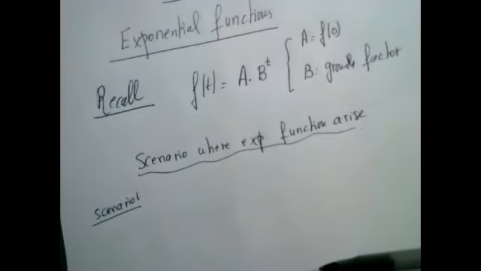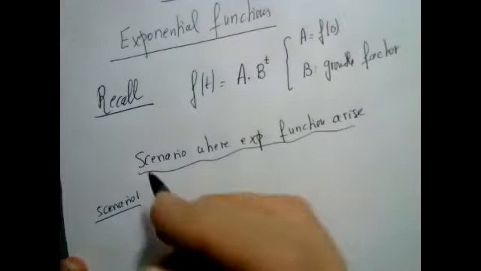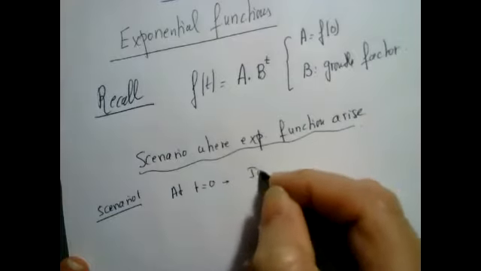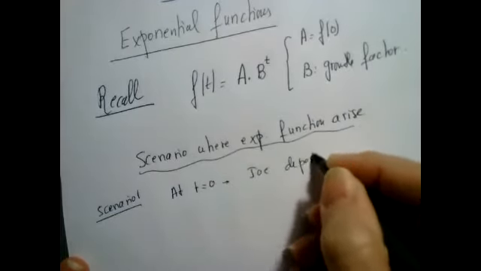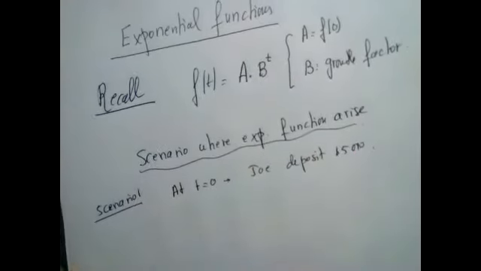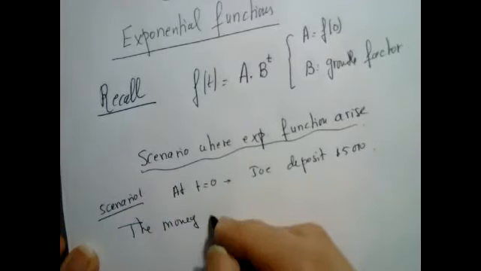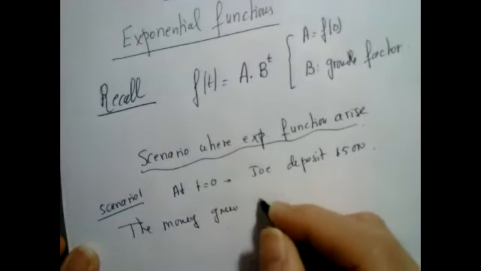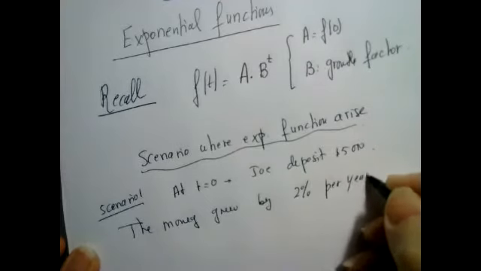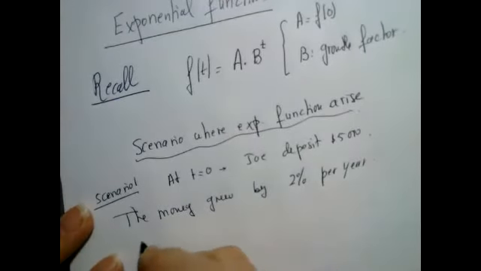It means the formula to find the amount of money after every year will follow this pattern. So scenario number one: suppose at t equal to 0, Joe deposits $5,000 in the bank. Okay, that was the scenario. And the money grew by, let us say, 2% per year. Let us say the growth remained the same for a long period of time.